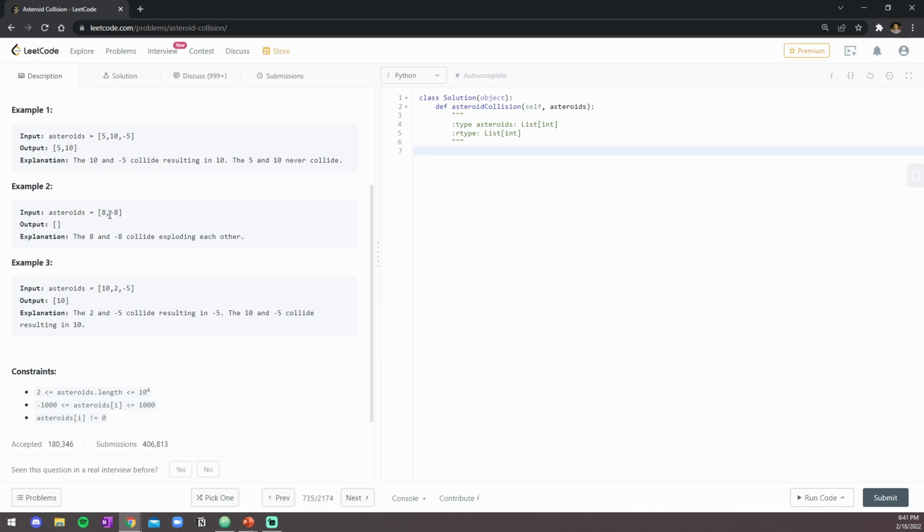Next example is 8 and negative 8. 8 is moving in the right direction, negative 8 is moving in the left direction. They're both the same size, so they both explode and our output is an empty array.